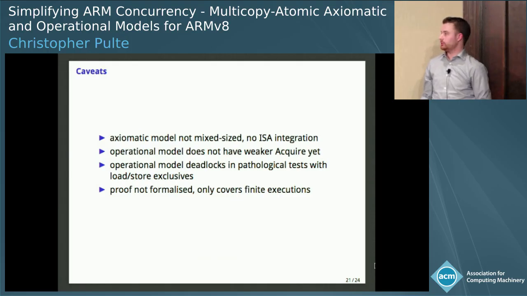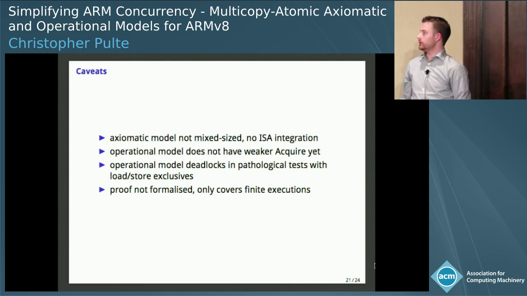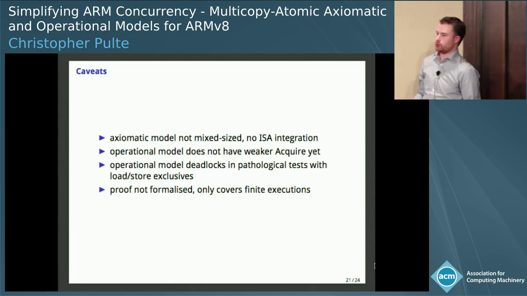Firstly, the features covered by the axiomatic and the operational model are not the same. The axiomatic model is not mixed size yet, and it is not integrated with this extensive ISA model. The operational model, on the other hand, does not handle the weaker form of load acquires that were introduced in ARMv8.3. And for some pathological tests, it might deadlock for load and store exclusives, which is mostly a problem for interactive use, so you have to backtrack when you reach this deadlock state. And finally, the proof is not formalized yet, it's only a hand proof. It covers finite executions only and addresses only the intersection of the features covered by both models.